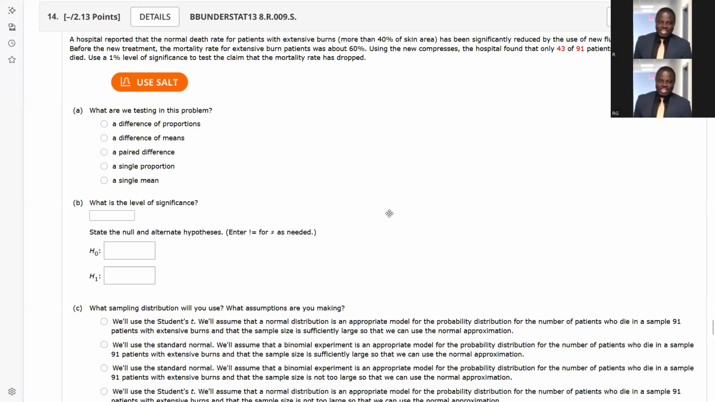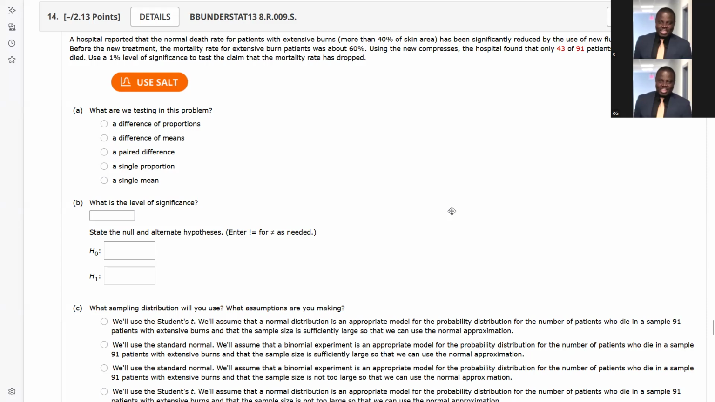Hello everyone. So I want to go over this problem, and in this problem we are testing for a single proportion. We weren't able to cover problems like this in the homework, in class. So I want to go over it real quick.